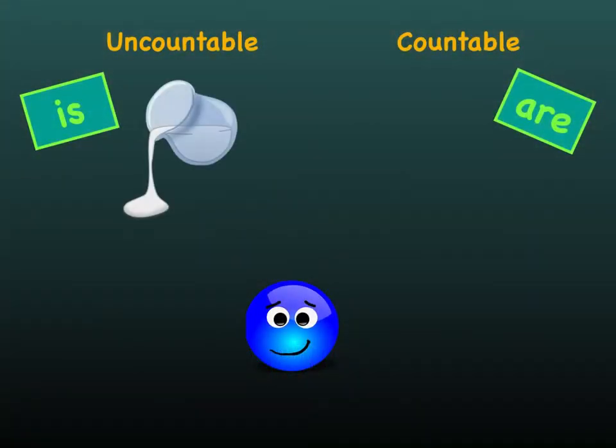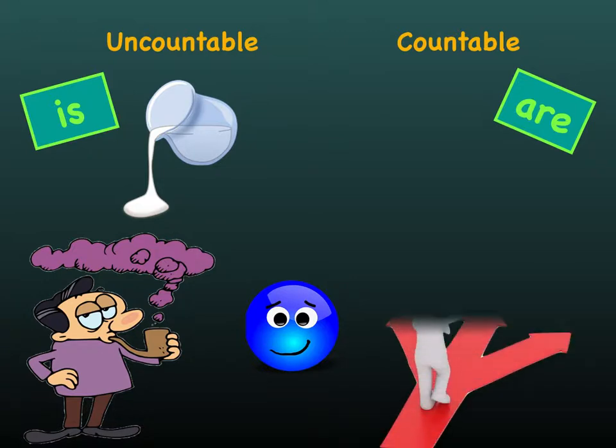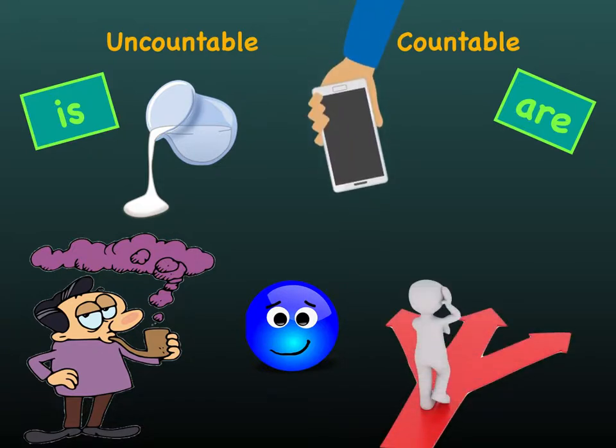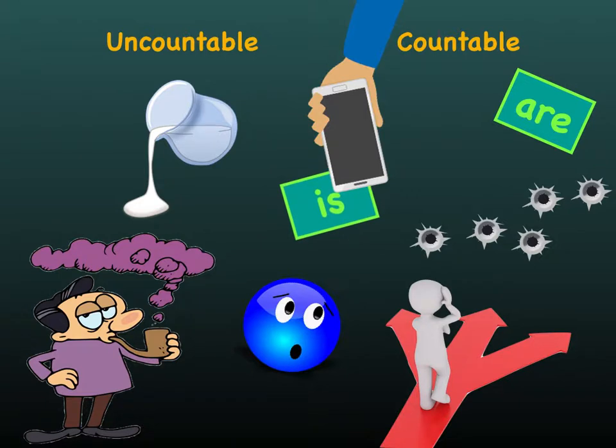Now, there's no new vocabulary, so let's go quickly into a short review. So we know that milk is a liquid, so it's uncountable, and smoke is uncountable too, of course, but directions are countable, and so are smartphones and bullet holes. But be careful, if we are talking about one smartphone, then we are going to use is, not are, of course. All okay? Let's go to the main part of the second lesson.